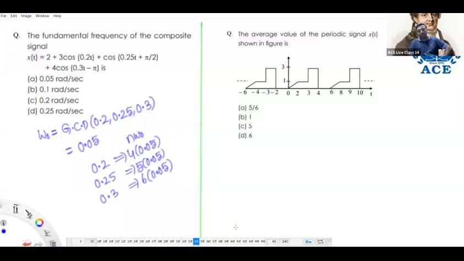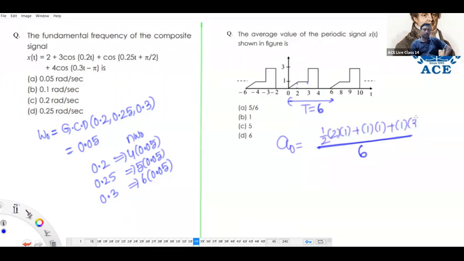Think of this example. We want the average value of the periodic signal. Time period is 6. What is the theoretical definition? Area of the signal over one period divided by the time period. What are the areas of this triangle and two rectangles? Half into base into height, and the rectangles 1 into 1, 1 into 3. So 5 by 6.